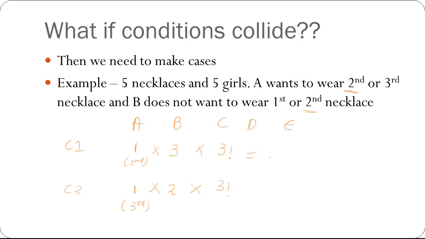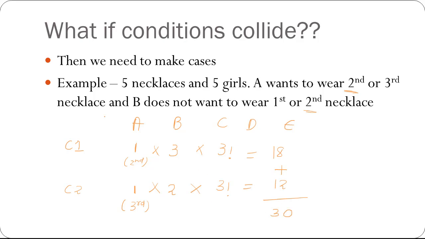So this gives us 6 into 3 which is 18. And this gives us 6 into 2 which is 12. Now see, either A can choose the second necklace or A can choose the third necklace. It cannot be possible that A chooses both the necklaces. So there won't be a multiplication sign, but there would rather be a plus sign. So it's to add the values of both these cases, which will give me 30.